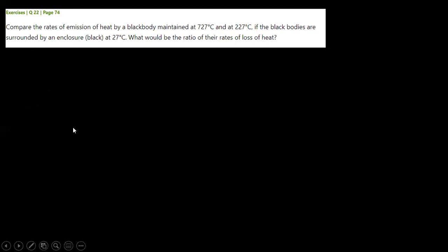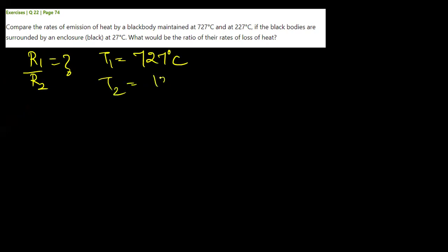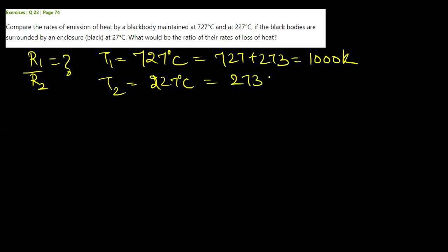Compare the rates of emission. Rates of emission means, let us say R1 and R2 are the rates of emission of a black body maintained at 727 and 227. So suppose the first temperature is 727 degrees Celsius. The second temperature is 227 degrees Celsius. So you add 273, you get here 1000. You add here 273, you get 500. So these are T1 and T2, and the surrounding temperature is 27 degrees Celsius. Surrounding temperature is T naught, that is 27.